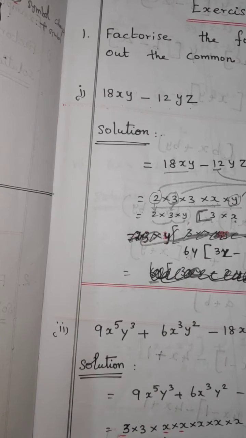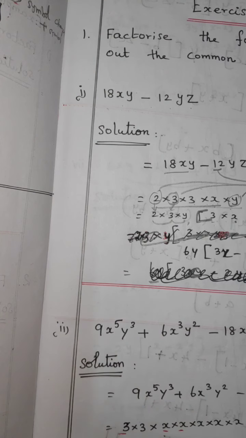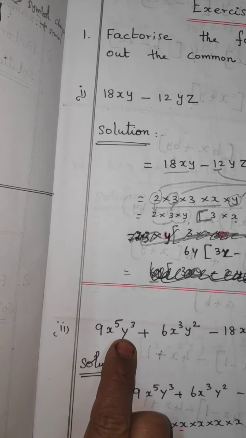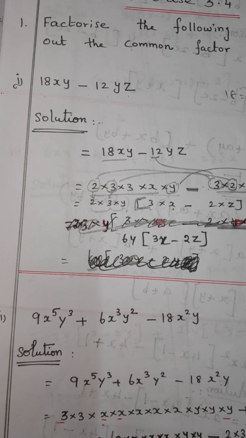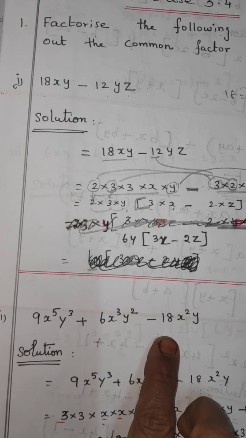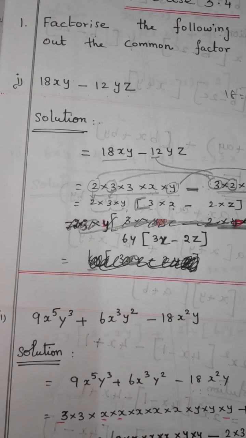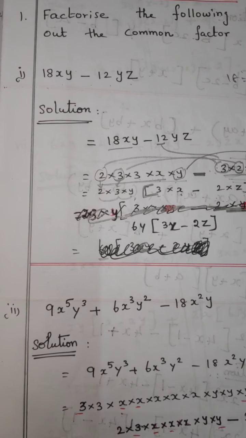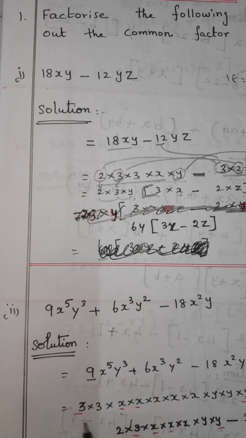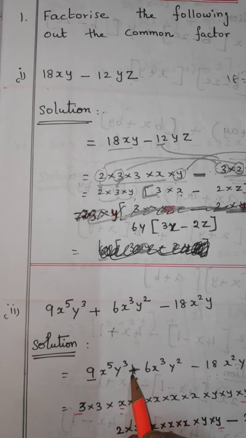Next question: 9x power 5 y cube plus 6x cube y squared minus 18x squared y. How many terms are there? 3 terms. Now write the same question, the second solution. Write the first step. Second step, expand the numbers. See, expand 9 as 3 into 3. For x power 5, how many x's are there? x into x into x into x into x, 1, 2, 3, 4, 5 x's. y cube is y into y into y. Next symbol is the plus symbol.